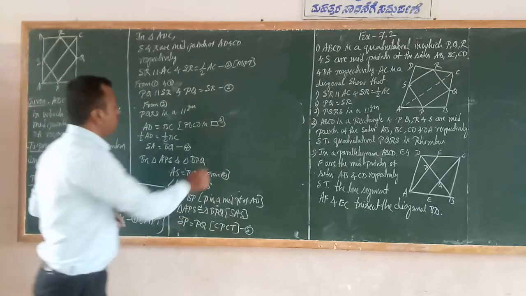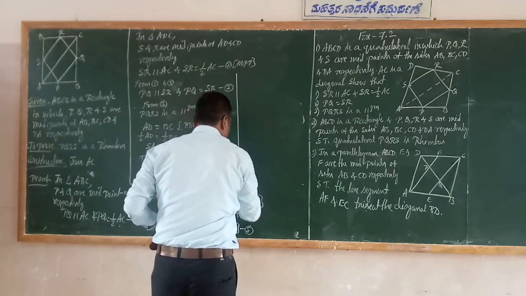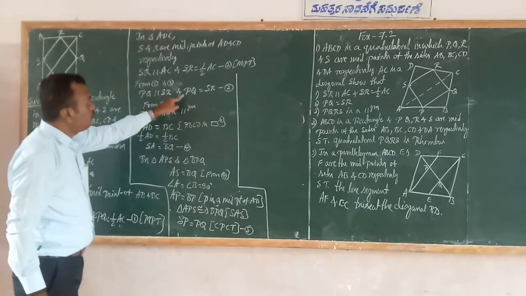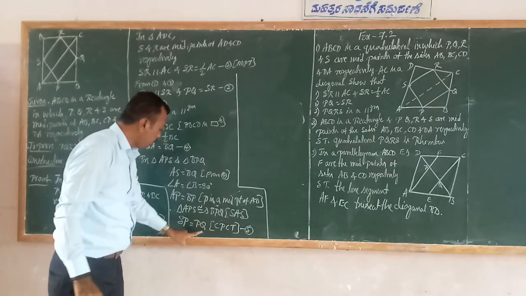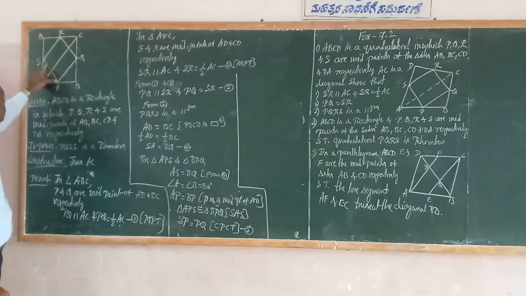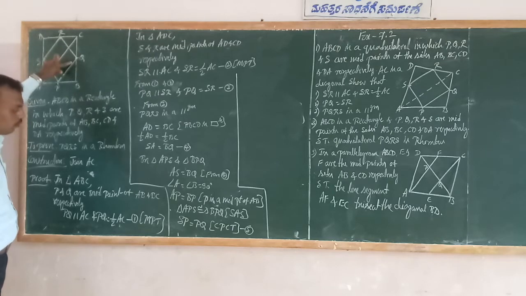Now, students, see, PQ is equal to SR and PQ is equal to SP. See, this is SP and this is PQ. SP is equal to PQ. Is it right? So one pair of adjacent sides are equal. When adjacent sides are equal, then it is called a rhombus.